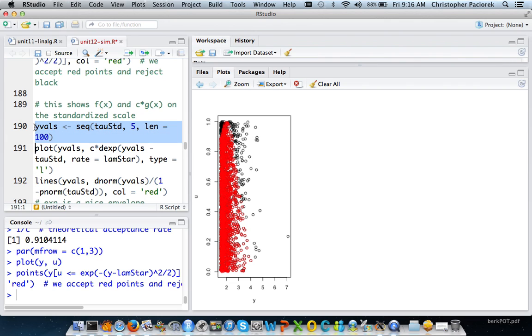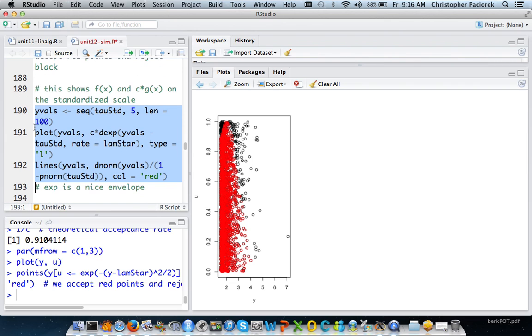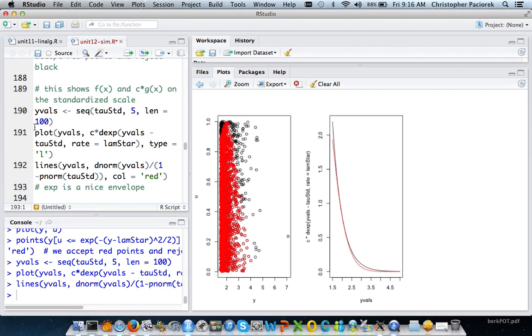I can also add a plot here that's going to show the red, which is my density of interest, the normal density, and then the black is the exponential scaled up so that it's always above the normal density. So you can see that there's not all that much of a gap. On an absolute scale, there's not that much of a gap between the two tails down here, but on a relative scale, this is actually a huge difference between the exponential tail and the normal density tail.